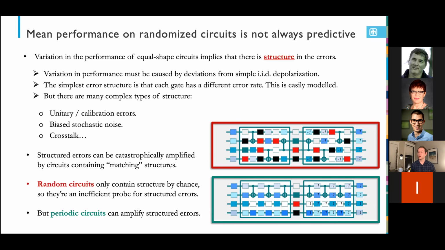Let's keep going. Okay. Structured errors can be catastrophically amplified by circuits that have a similar structure to them in a heuristic sense. And so this makes it clear why random circuits are not good as your only method for benchmarking, because they only contain structure by chance. So they're really going to be a very inefficient probe for structured errors. In contrast, something like a periodic circuit can amplify structured errors.